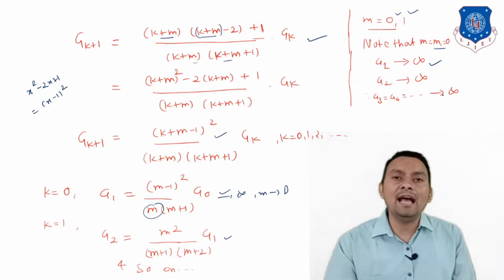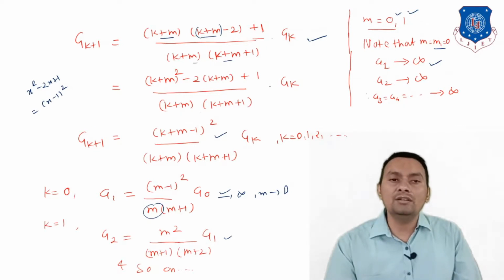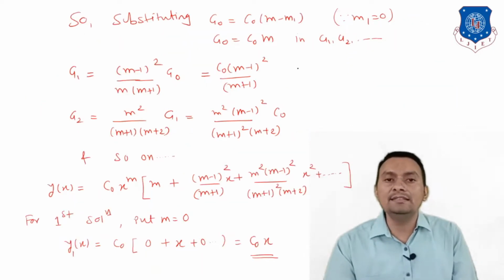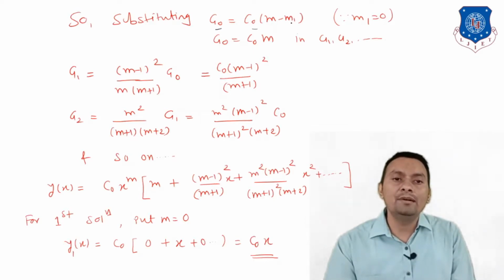As we discussed in the starting video, whenever we have infinity, or a constant over 0, or a 0 by 0 form, in that case we will have a different solution. So what kind of solution will it be? Let us discuss this. In that case a0 is replaced by c0 times (m minus m1), but m1 is nothing but 0, so we will get a0 equal to c0 m.